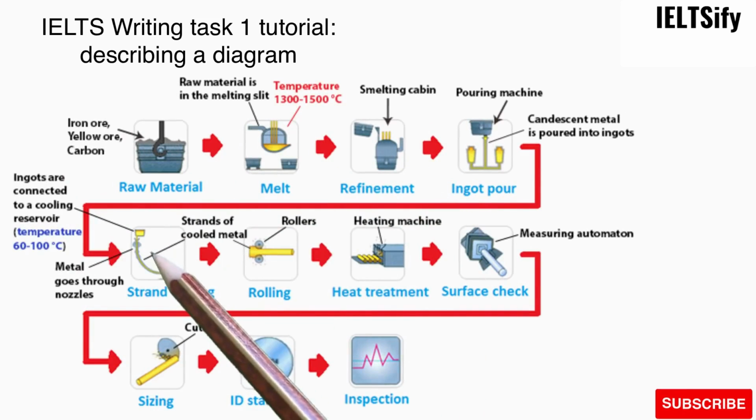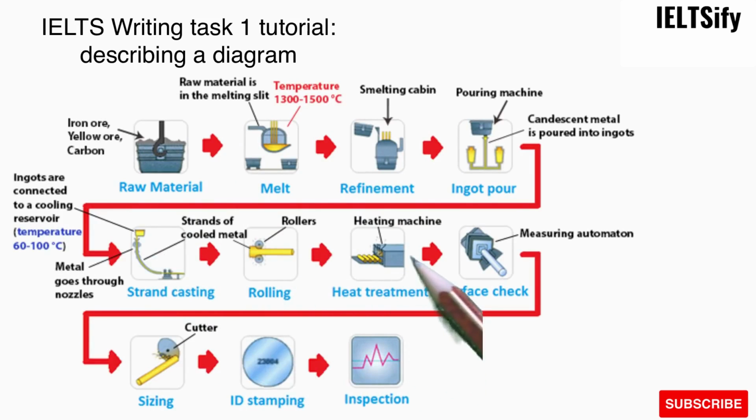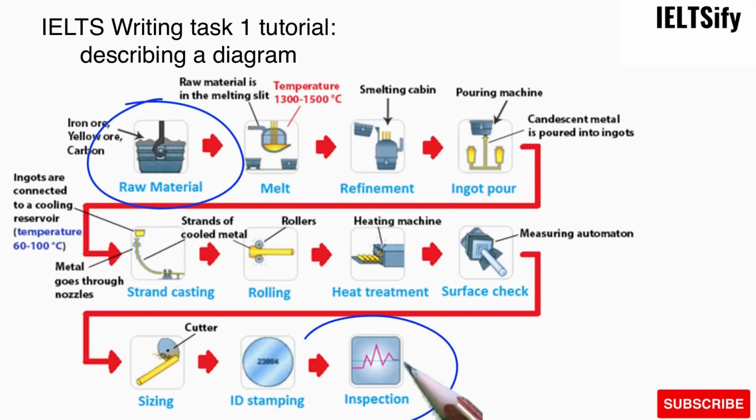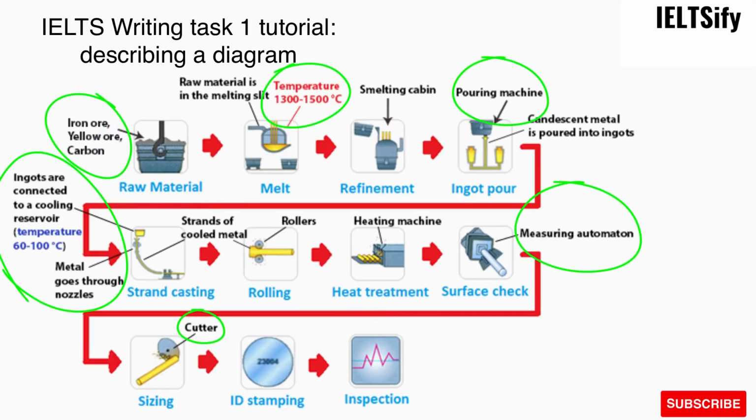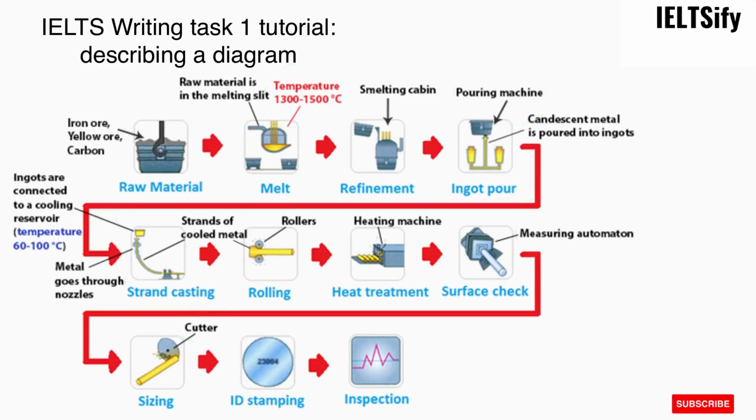Each process consists of several stages. The first thing you need to do is to find the beginning and the end of the process. In our case, we start from the raw material and end with inspection. You can see that this diagram has a lot of additional information. This information is provided for almost every stage of your process, but we don't need it for now. We'll focus on it later.